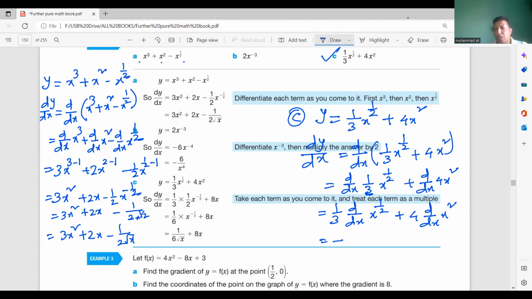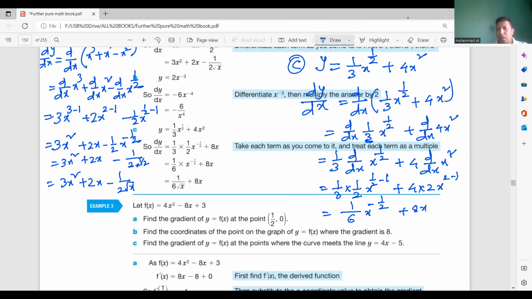Now 1 by 3, this power comes first, so 1 by 2 x to the power half minus 1, plus 4, this 2 comes first, 2x to the power 2 minus 1. So finally, we get 1 by 6 x to the power minus half plus 8x. So we can write 1 by 6 root x plus 8x. So I think everybody understands this math. Now the last one.